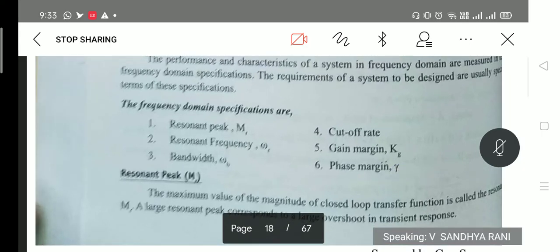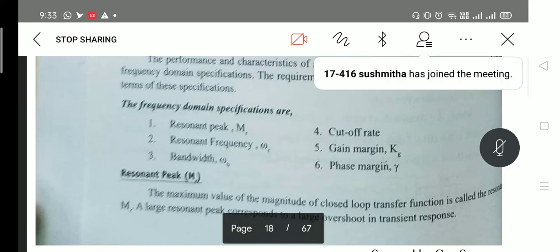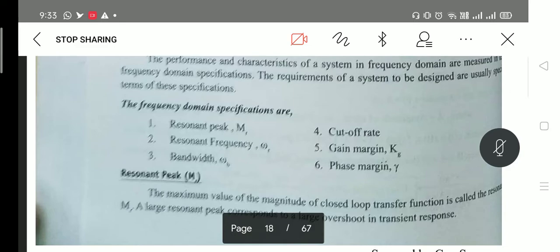Frequency domain specifications. Here frequency domain specifications are 6: resonant frequency, bandwidth, cutoff rate, gain margin and phase margin. The maximum value of the magnitude is called as a resonant peak. In the graph sheet, wherever the magnitude is maximum, that maximum value is called as a resonant peak. We can represent resonant peak as Mr, capital Mr.